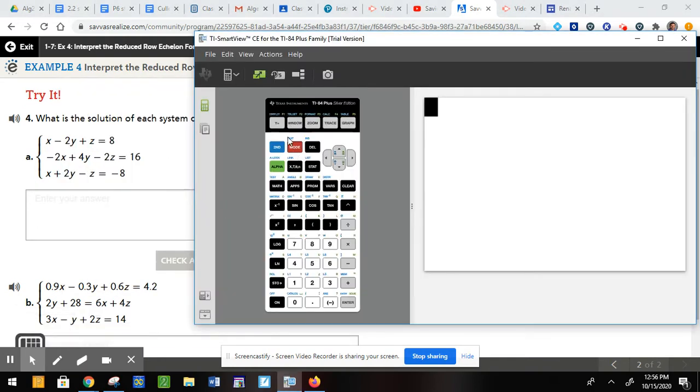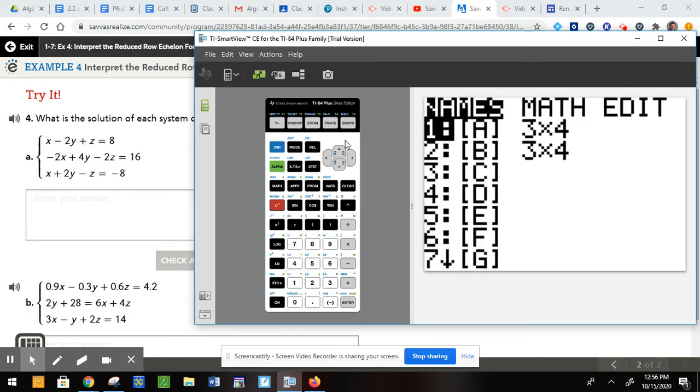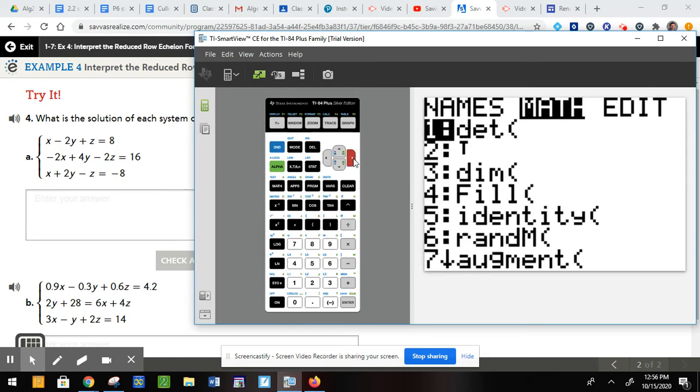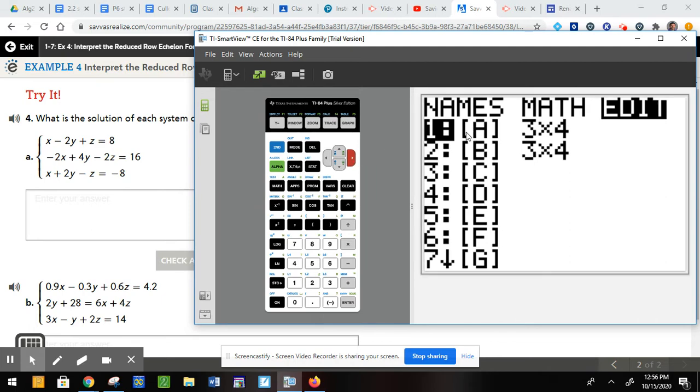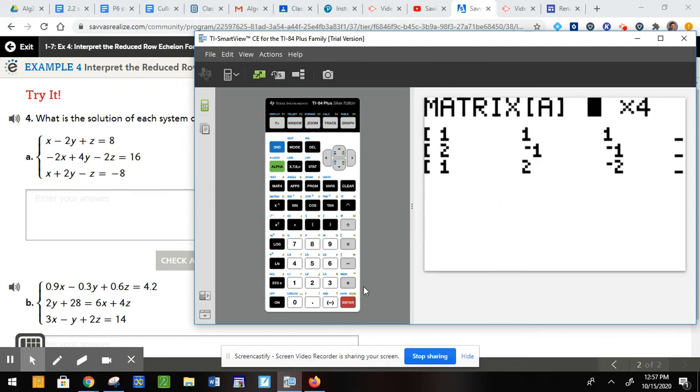All right, so we got the calculator open. We're going to enter it in just the same. I still have my A and B from last time, so I'm just going to type over the A from the last example. Just go over to edit, hit enter on that. It'll pull you into a screen. I want the same dimensions, so I'm just going to hit enter twice to get down to the elements, and then I'm going to start typing over them.